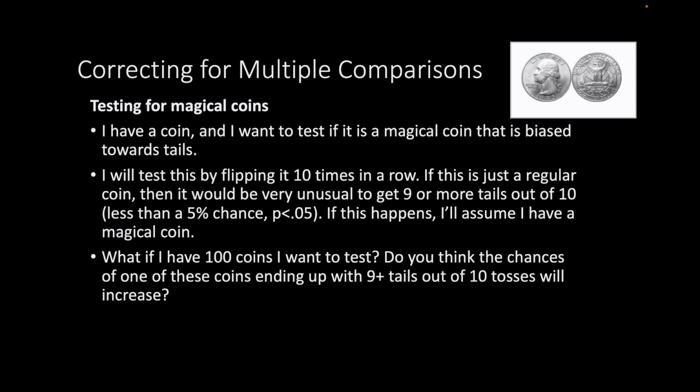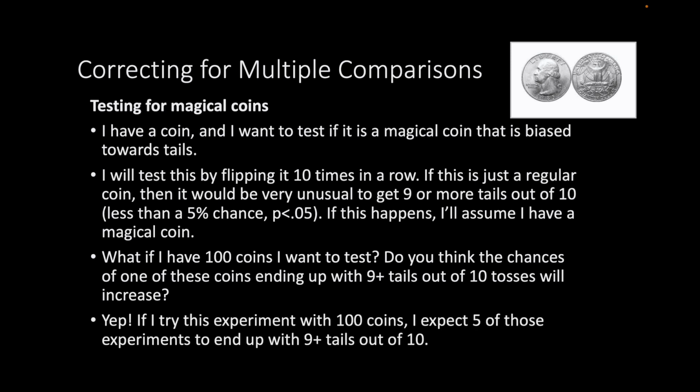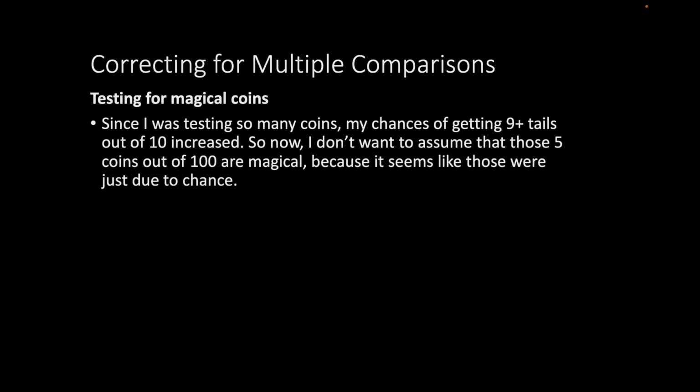But what if I have 100 coins I want to test? Do you think the chances of one of these coins ending up with 9 or more tails out of 10 will increase, just intuitively? So yes, if I try this experiment with 100 coins, I would actually expect 5 of those experiments to end up with 9 or more tails out of 10. Again, it's just 5% of those trials. Since I was testing so many coins, my chances of getting 9 or more tails out of 10 increased, but I don't actually want to assume that those 5 coins out of 100 are magical, because now that I've thought about it, it seems like those were just due to chance.